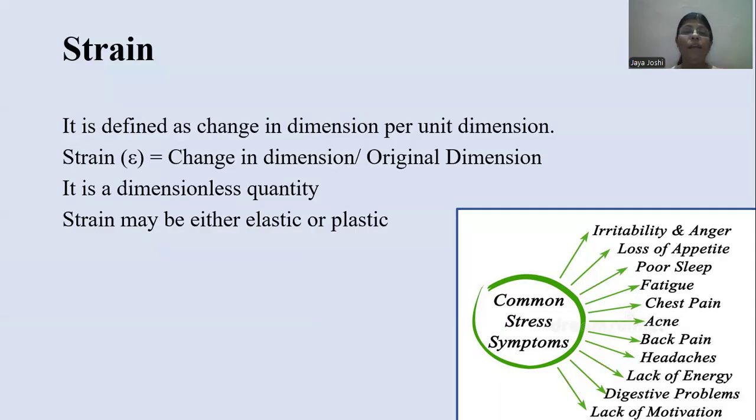Now this strain may be either elastic or plastic. Everyone knows what is elastic and what is plastic, but for your understanding, elastic means whatever changes are occurring are reversible in nature, that is, they will go back to their natural or original dimensions. And plastic means when some amount of permanent deformation has taken place, that is called plastic deformation.